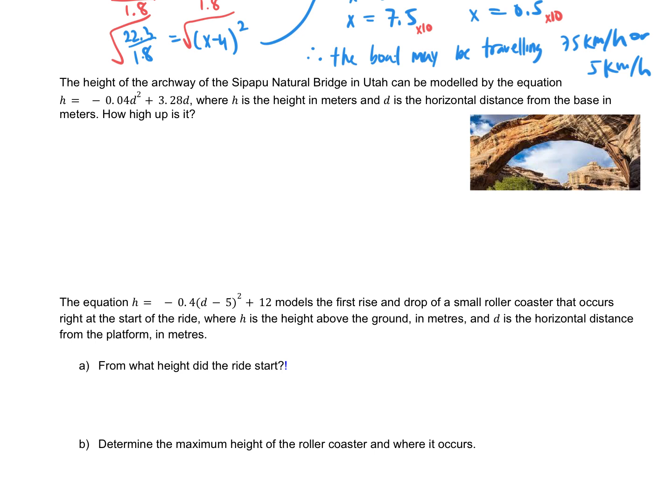All right, so just looking at the bridge picture here, I'm going to draw in an x and y axis, and d is the horizontal distance and h is the height. And here's the little parabola formed by the archway, and they're asking how high up is it, or what's the max height. Same thing, so we're looking for the vertex.